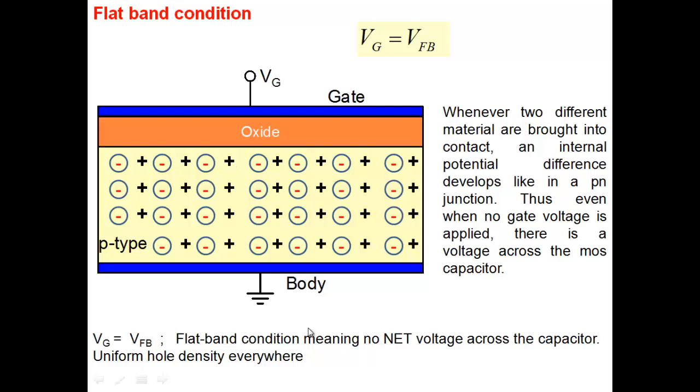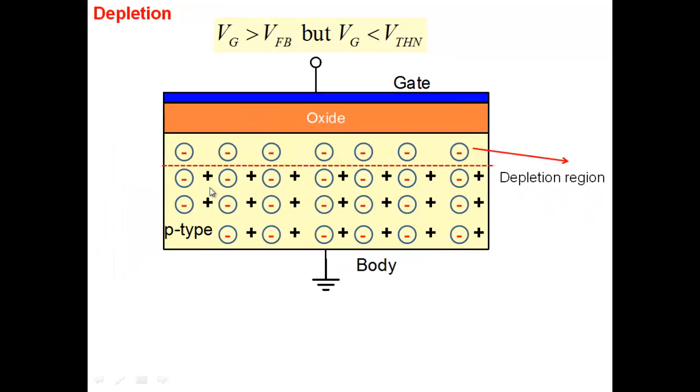Just to keep things simple, I didn't want to talk about flat band and all that right at the outset, but let's introduce that and say that at Vg equal to V flat band, the p-type semiconductor acts like a normal p-type semiconductor with holes and electrons as expected according to the doping here.